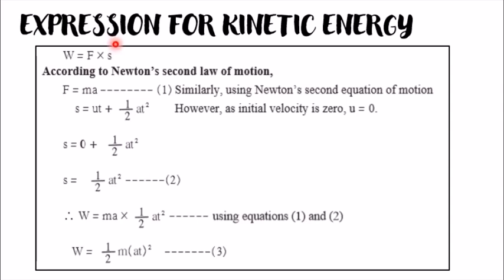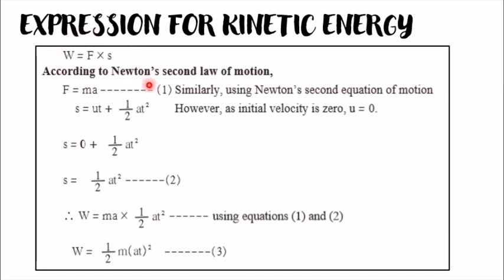Expression for kinetic energy. Now kinetic energy is the energy in an object when it is in motion. For this we are using the formula W is equal to force into displacement, that is S. Now why we are doing this is because work done by an object is always equal to force into displacement. This is our main formula.